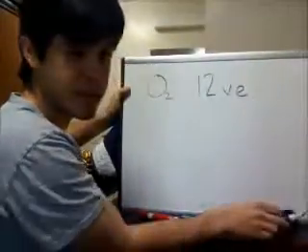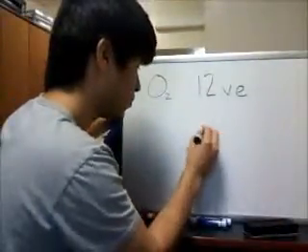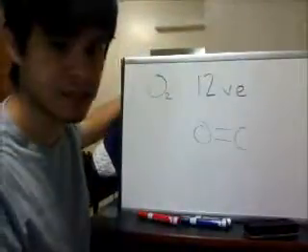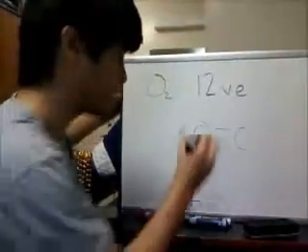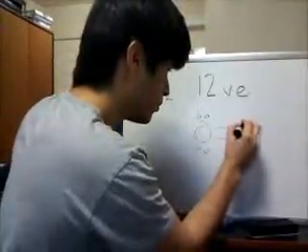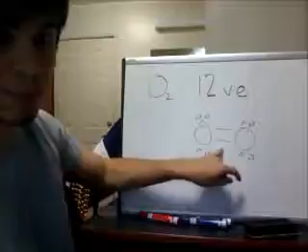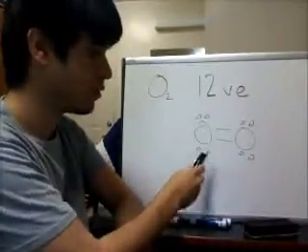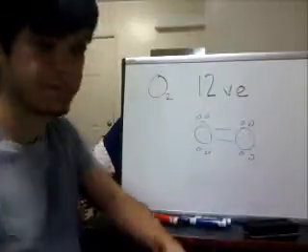Another way we could represent Lewis structures is by drawing lines in between the atoms to represent bonds. Each line represents 2 valence electrons, so you can see right here we have 2, 4, 6, 8, 10, 12.